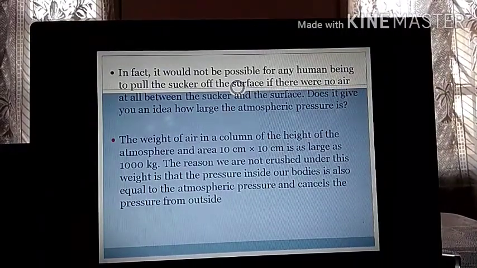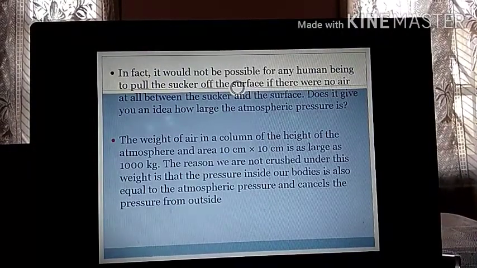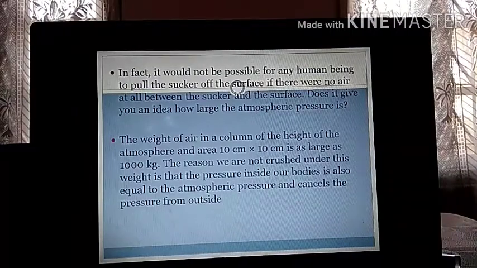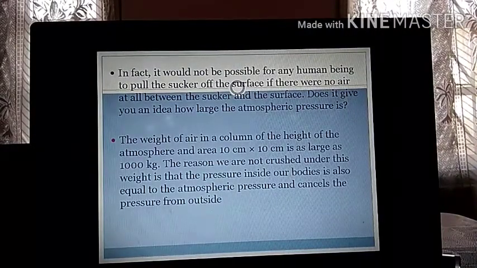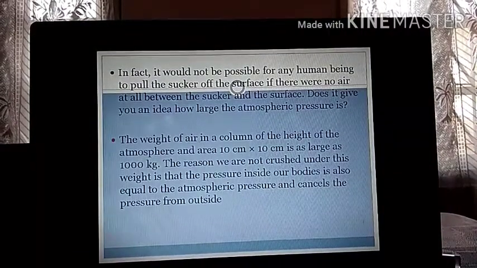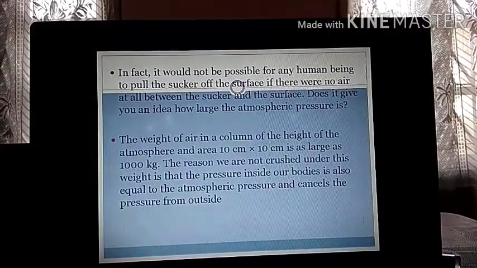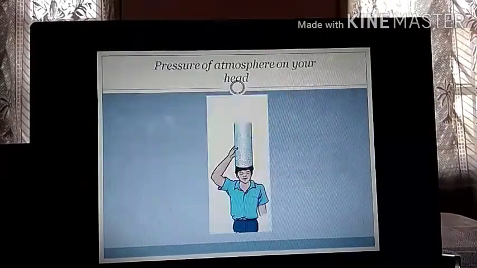I'm not talking about weight here, okay? Don't confuse it with the weight. I'm talking about pressure. No person has weight 1000 kg. Okay, so don't confuse with the weight. Here I am talking about pressure. So the pressure that we have inside our bodies, that pressure is equal to the pressure exerted by the atmosphere. That is why it cancels each other and we cannot feel, okay, that we are carrying such a huge pressure in our head, right?